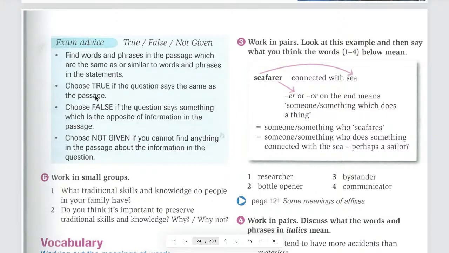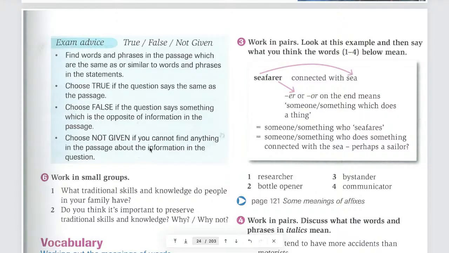Got it? Opposite or false: choose false if the question says something which is the opposite of information in the passage. For example, if we say that chair is white, and in the statement they say the chair is black, that means it's totally opposite. So we have to say that is false. Got it? If they say the chair is white, and in the statement they say the chair is white as well, that means that is true. That's correct.